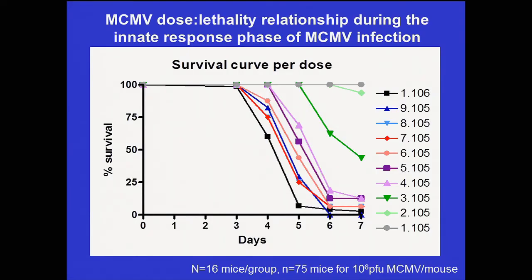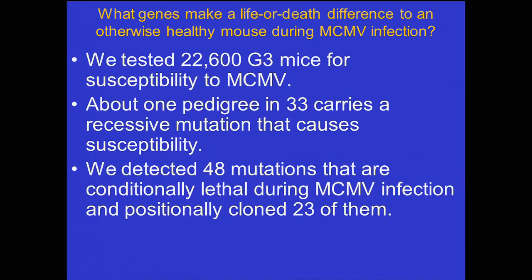The first screen was easy to perform because the dose-response curve of mice to mouse cytomegalovirus is so sharp. In other words, if mice are given 10 to the 5th PFU of the virus, they never succumb to the infection. And on the other hand, if they're given 10 to the 6th PFU of the virus, they almost all will die of infection over the course of 7 days following inoculation. So we're able to pick up subtle degrees of immune failure by giving them the low dose of virus and looking for animals that die.